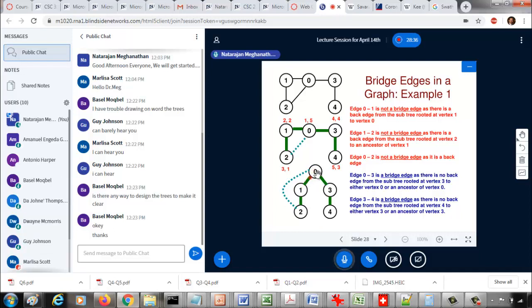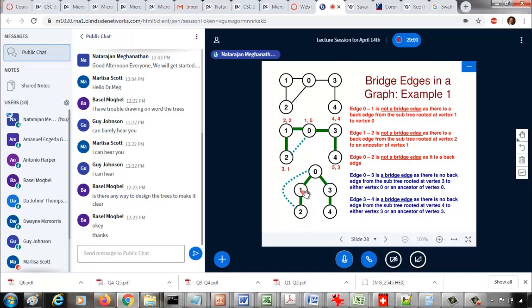If you look at this edge 0, 1, 0 itself is the root, so that's the upstream node, so 1 is the downstream node. That means you're looking at the subtree involving 1 and 2. From the subtree involving 1 and 2, you see you have a back edge between say 2 and 0. So this back edge actually goes above 1.